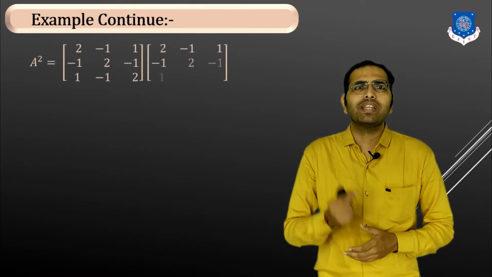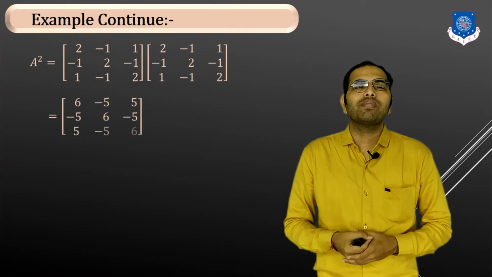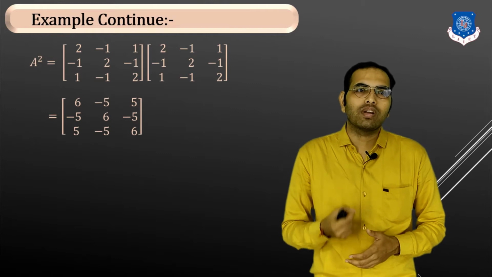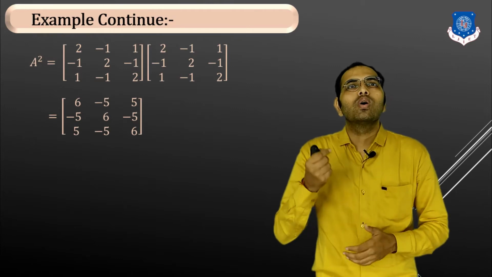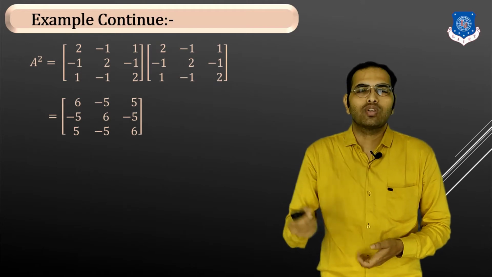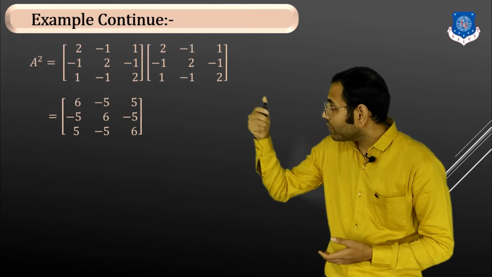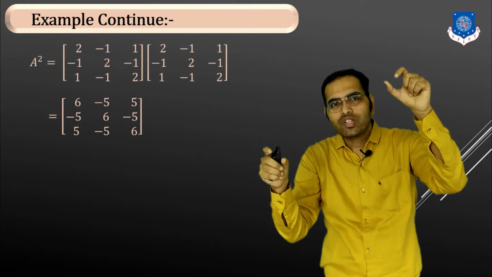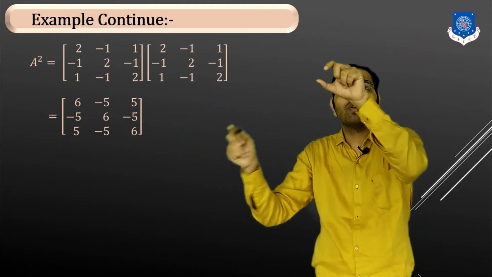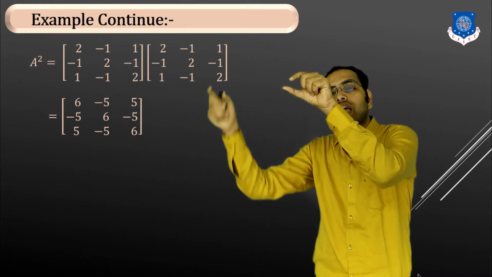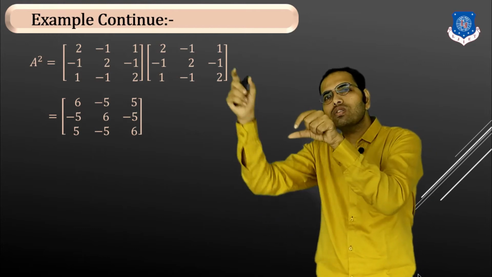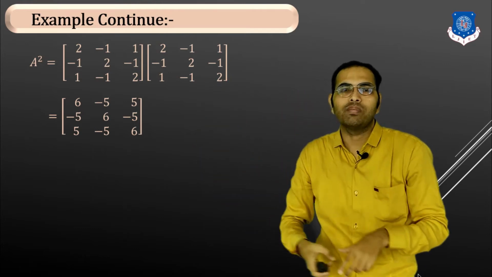A square is nothing but A into A. Then substituting the values of A, that is [2 -1 1; -1 2 -1; 1 -1 2] into [2 -1 1; -1 2 -1; 1 -1 2]. Now for the matrix multiplication: first row first column, first row second column, first row third column, second row first column, second row second column, second row third column.